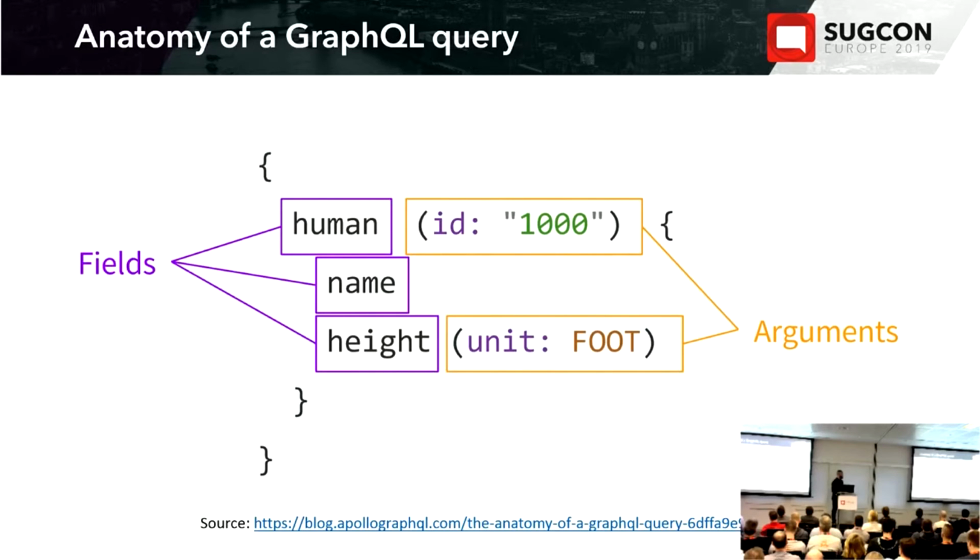Coming from a back-end developer, someone who's written C# for a while, it feels really awkward passing arguments to fields, but in GraphQL you can. So this whole query is just selecting a single human of ID 1000, and selecting the name and height fields on them, and then we're passing in a unit of measure here for what format we want the height in.